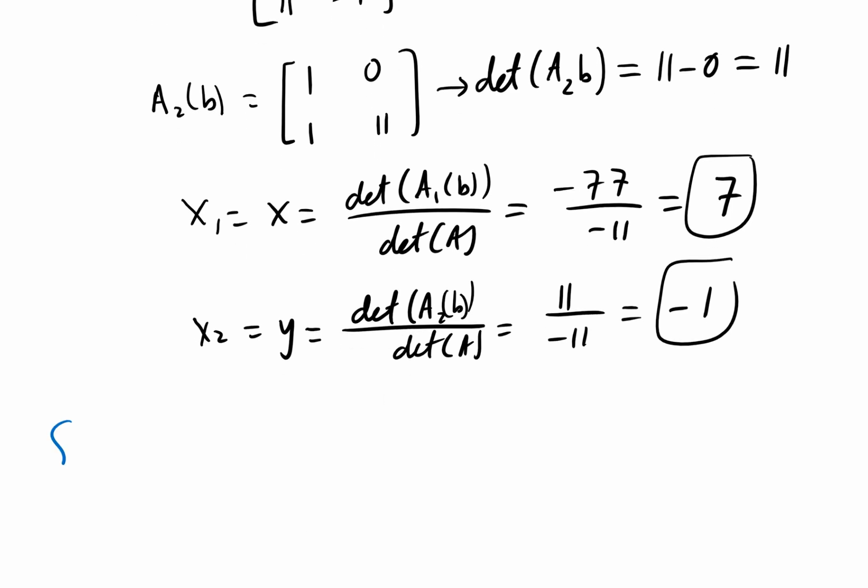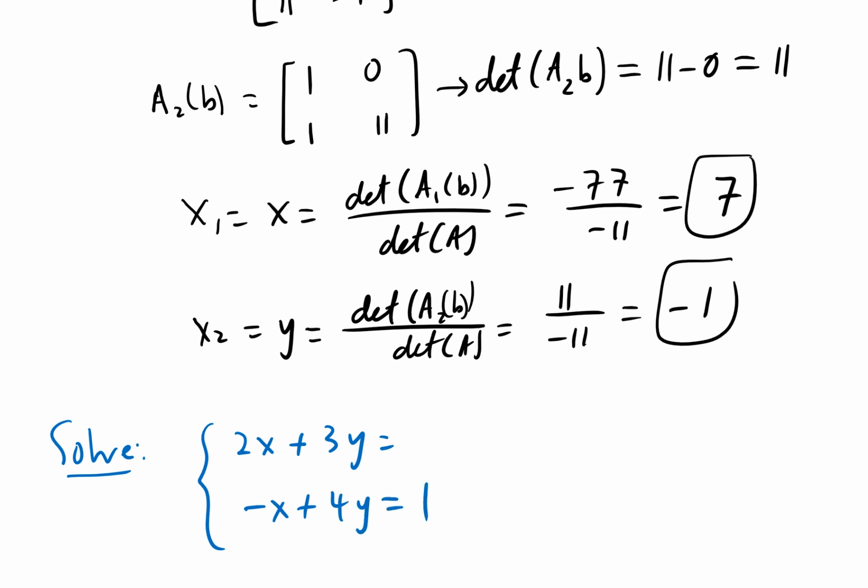I strongly recommend you try another one on your own first. Let's come up with a system of equations. Say 2x plus, what do you want, 3y equals some number. Say negative x plus 4y equals 1. Okay, how about something like this? Try this now.